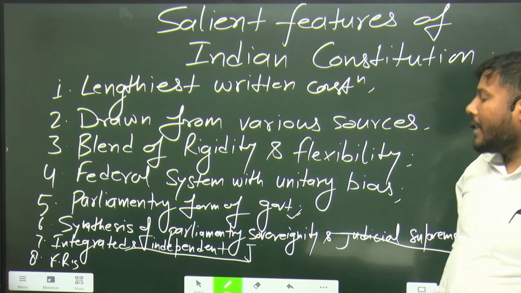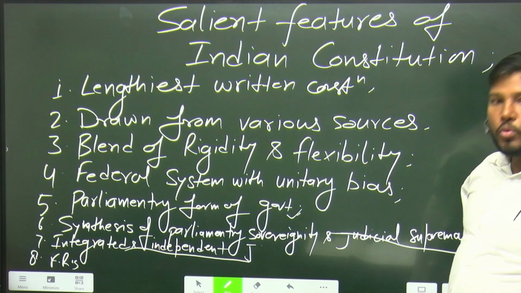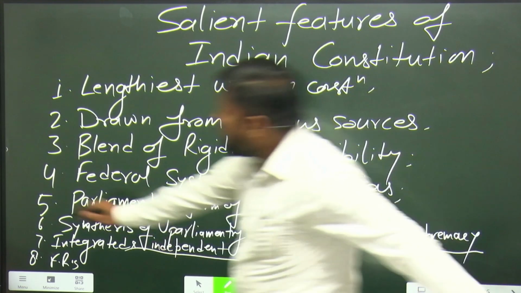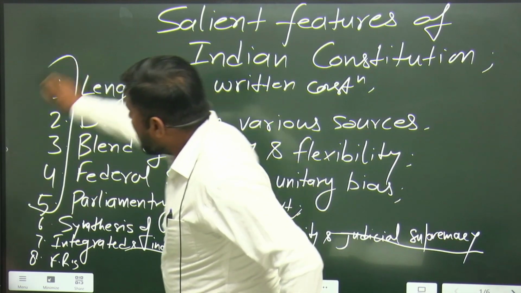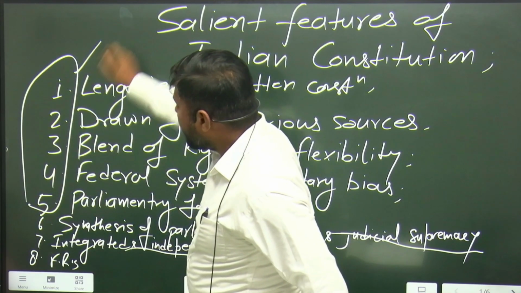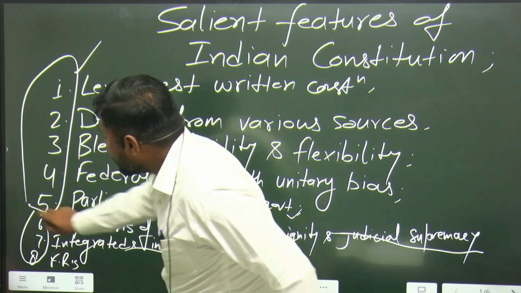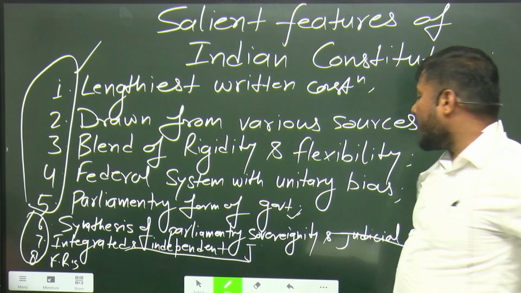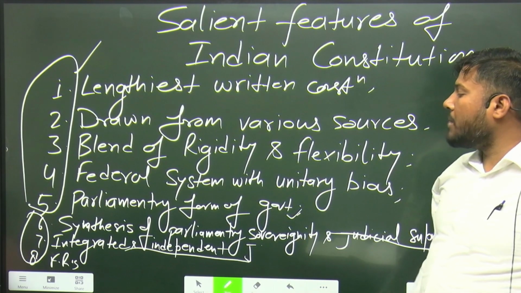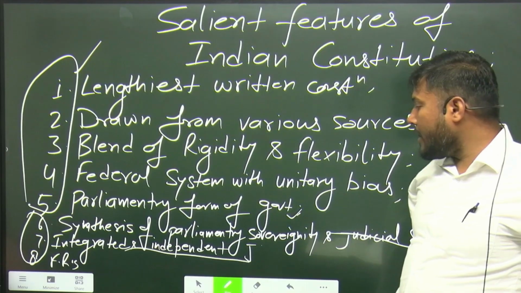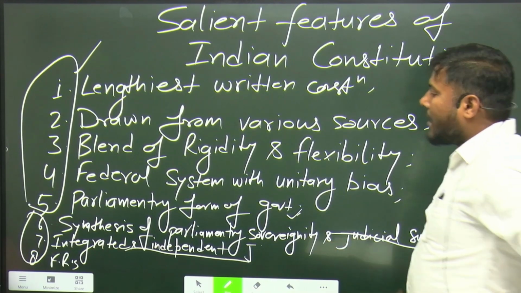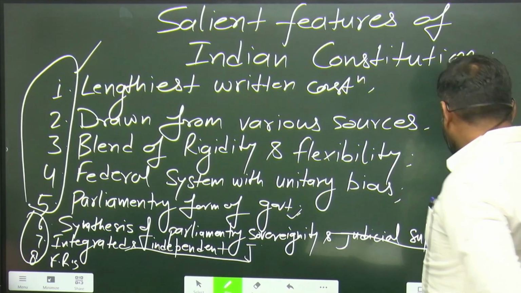The next one, the eighth one, which we are going to do today itself, is the fundamental rights, right? So, these five features we have already done, and these three next features we are going to do today. You be clear about this. Synthesis of parliamentary sovereignty and judicial supremacy, integrated and independent judiciary, and fundamental rights, right? So let's get started and try to do these three features today.